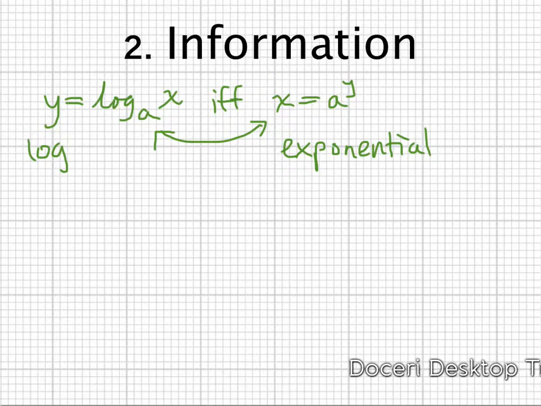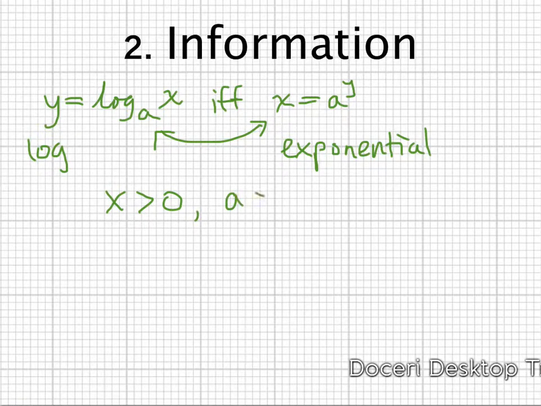So x equal to a to the y is the same as y equal to log base a of x. A few stipulations: we have to have x greater than 0. If x is less than or equal to 0, what we're saying is a to the y power is equal to 0, and that's not possible. You can't raise any number to another power and get 0, or a negative number.